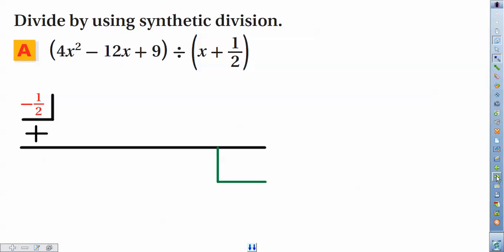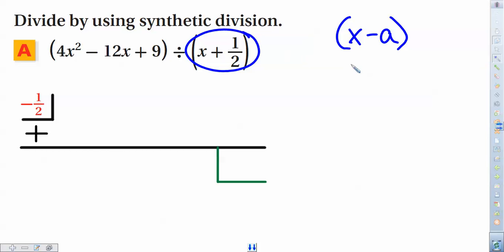Now notice, like I was saying before, with synthetic division, they made a big stink about this, x minus a. Well, you can still use something like this. It just looks like this: x minus a negative 1/2. So now it's in the form x minus a, and a is actually just negative 1/2, which is what we put right in there.